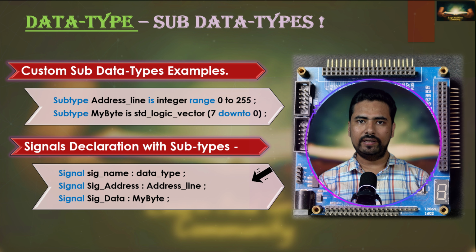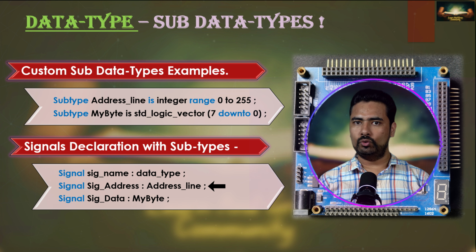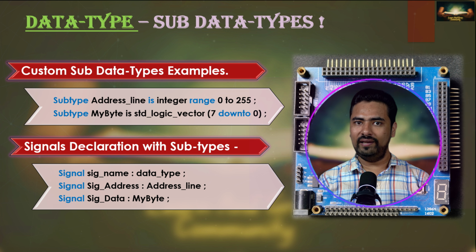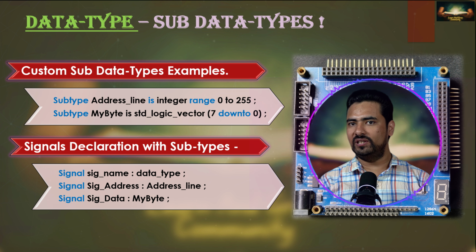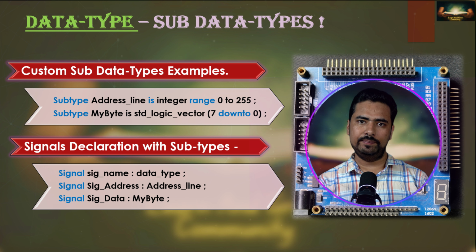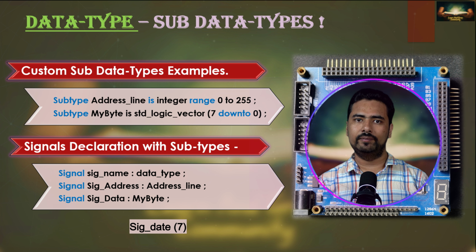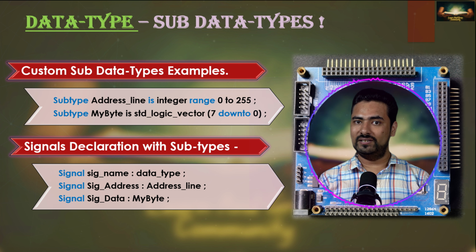Now we will use these subtypes to declare our signals, which you can see at the bottom. So signal sig_address colon address_line semicolon. Another example, signal sig_data colon my_byte semicolon. Now you do not need to worry about your 8-bit data length and defining std_logic_vector. Just use my_byte straight for 8-bit data. You can also use an individual element of this data. Like if you wanted to use the MSB or 7th index of your byte, then just use the signal with the index inside the bracket. This is as simple as that. This is super cool, right?